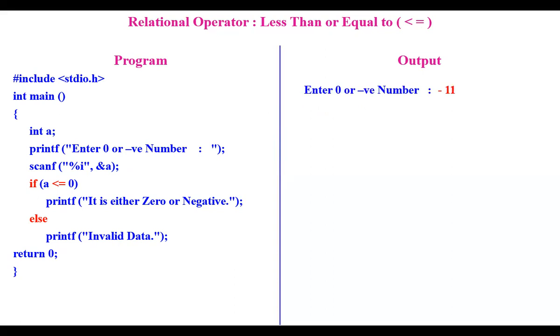-11. I have given a negative number. This condition is satisfied. It is less than 0. Negative. So it is satisfied. So this is showing this condition. It must be 0 or negative. Clear? Now, compile it again. Run. I entered 0 now. It says either 0 or negative. Either it must be 0 or a negative number. So this condition is satisfied. So like this, less than or equal to symbols are used.